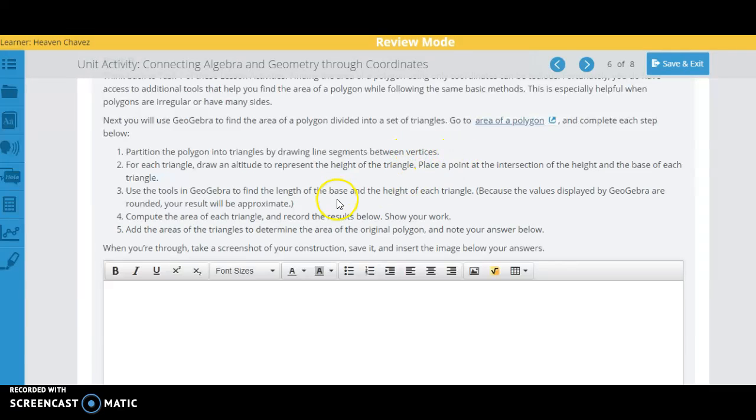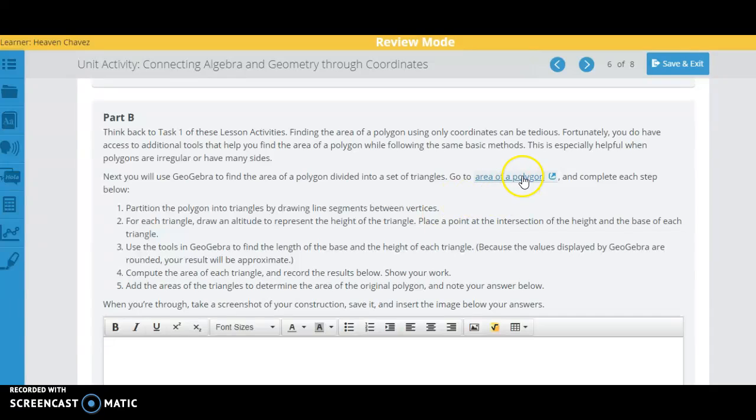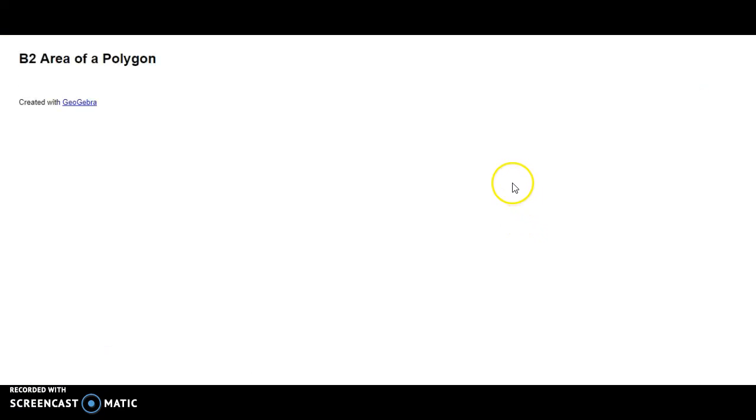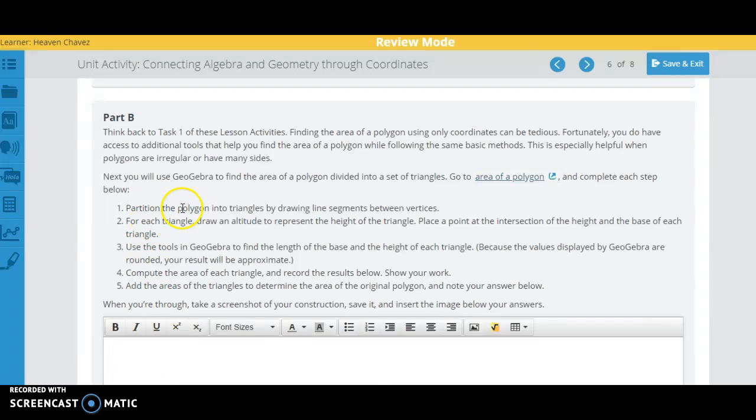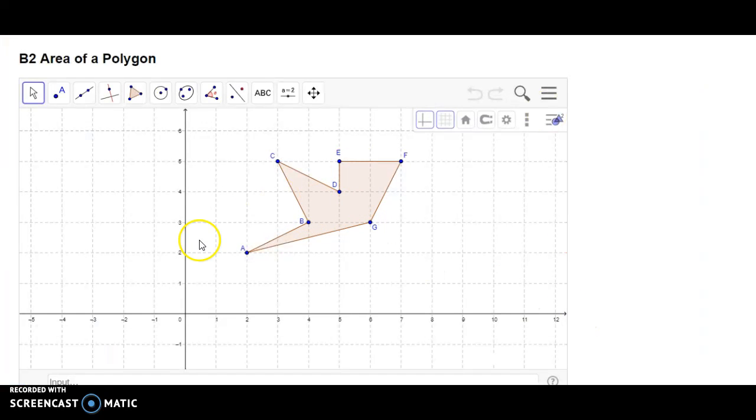Hey Heaven, so we're going to be looking at task 2 of this unit activity. Make sure that you're going here, like I think you did the second time. Let's look back at the directions. Partition the polygon into triangles by drawing line segments between the vertices. So we need to make triangles out of this.